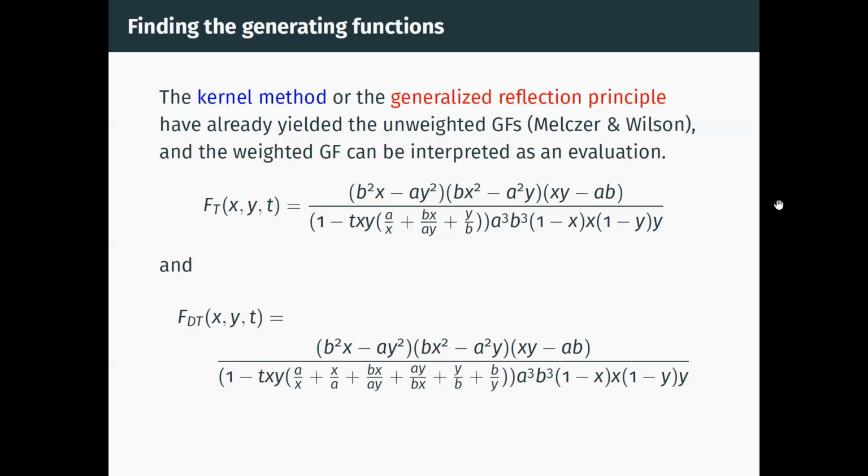And so if we already accept that the unweighted versions are there, then the weighted versions are just evaluations of the unweighted versions. And so we get these two generating functions here for the 3-step model and the 6-step model. The denominator of both of them has multiple factors, which is common for lattice path problems, but indicates that some of the singularities might be a little bit annoying.